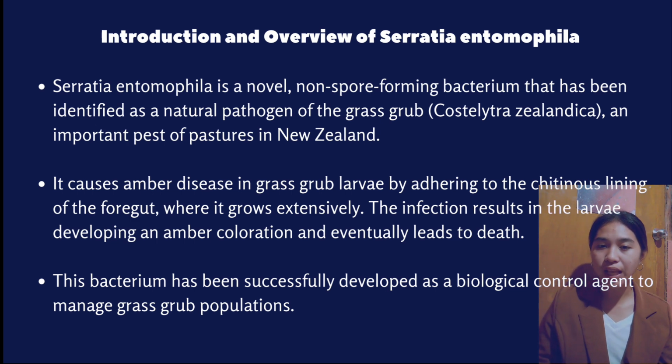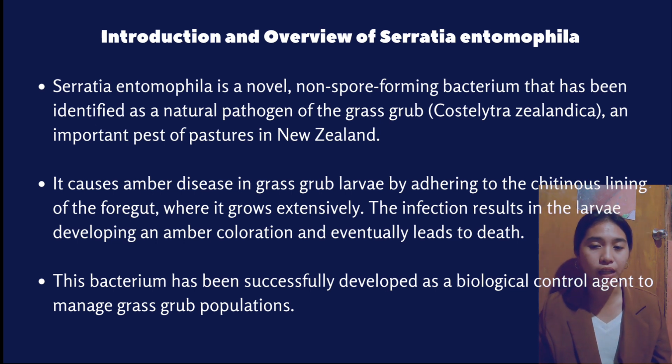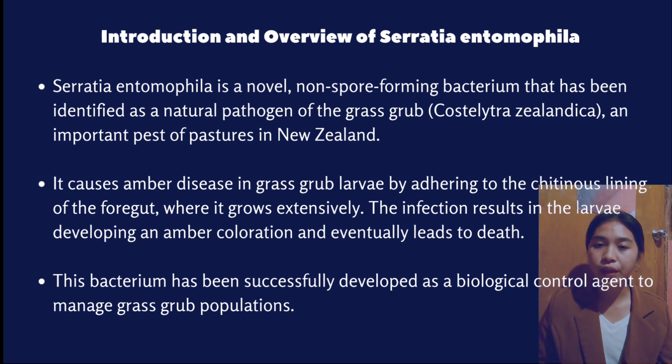S. entomophila adheres to the chitinous lining of the grub's foregut, where it proliferates, disrupting normal physiological functions. Its natural occurrence and ability to manage pest populations have led to its development as a biological control agent.